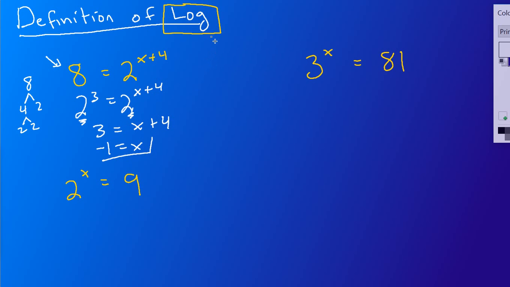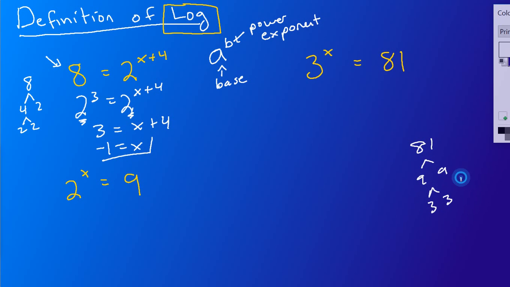So we need to take note of the form that exponents take. If I have a to the b, a is called my base, and b is my power, or my exponent. Let's take a look at this second example here. I have 3 to the x equals 81. And if I prime factorize 81, I'll get 3 to the 4th. And that works out pretty good for this problem, because now I have both base 3, which means that these exponents must be equal. So x equals 4. No problems.